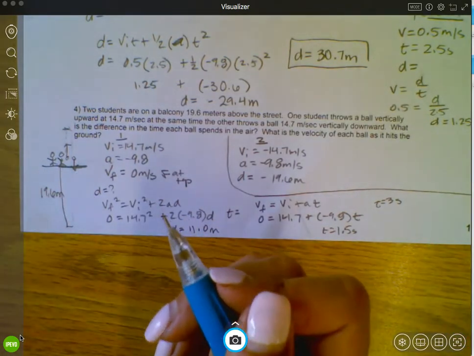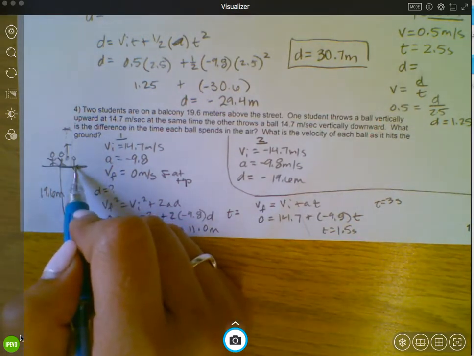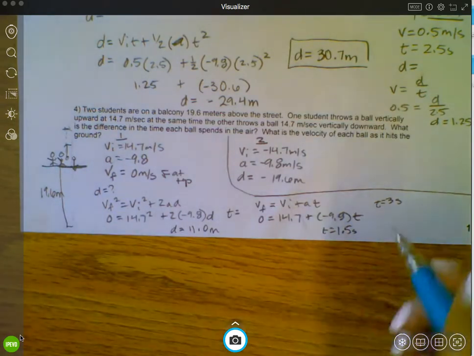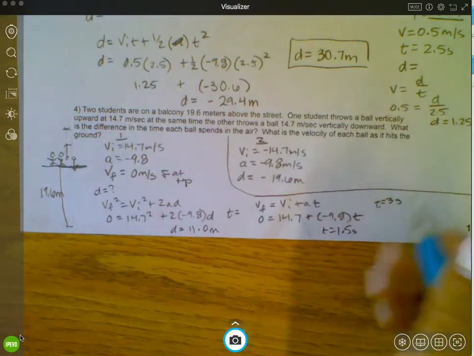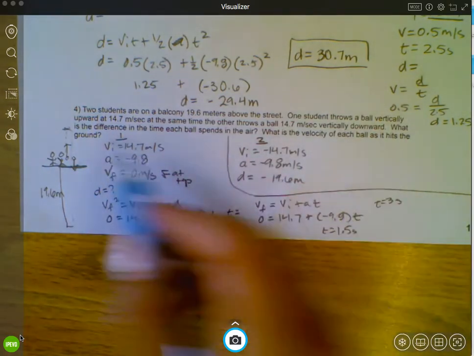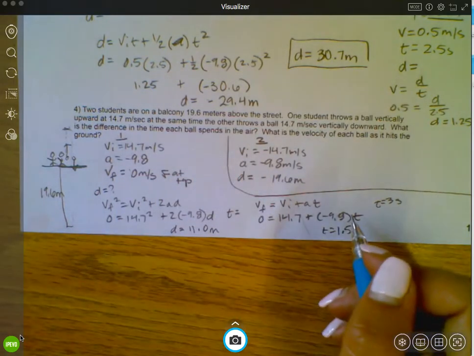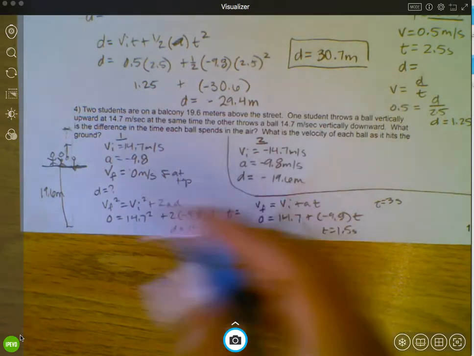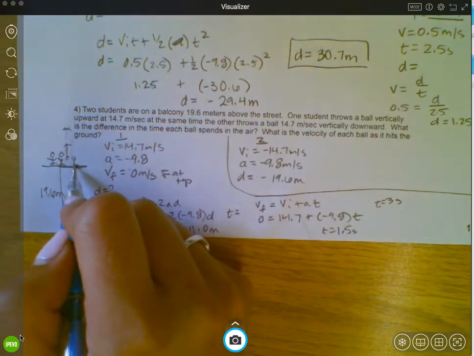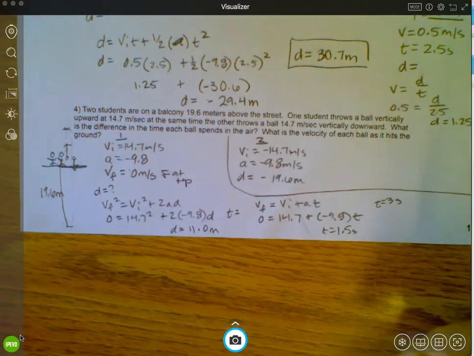And what's really cool is that motion is symmetrical. So by the time it gets back here, its velocity will be negative 14.7 as it heads down. So really, we don't have to do anything with part 2 because the extra time, so it says what is the difference in the time each ball spends in the air? Well, ball 1 is going to spend 3 seconds longer than ball 2, just to get up and then back down to where ball 2 started. And the velocity of each ball as it hits the ground, so then we're just looking for final velocity.